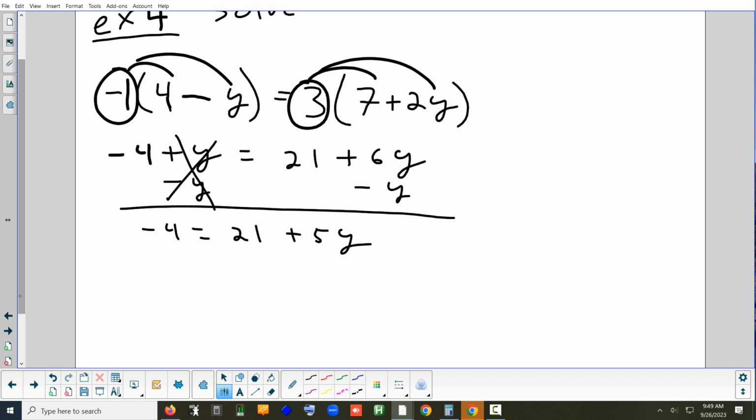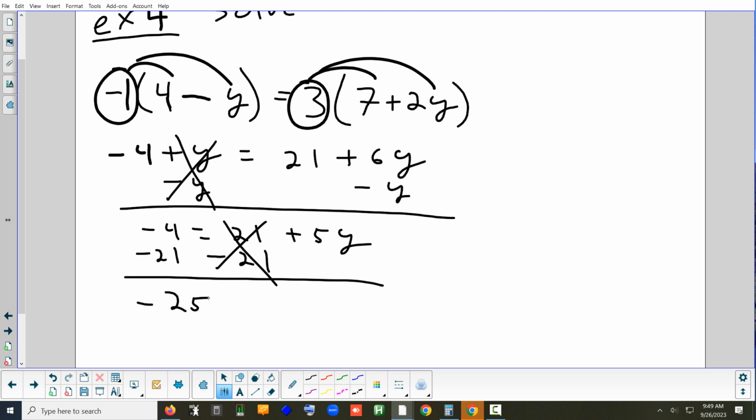Okay, so the y's didn't cancel out like they did in the last 2 problems. So that means we still have more adding and subtracting. We're going to subtract the 21 on both sides. 21 minus 21 cancels. And -4 minus 21? I need a calculator for that. -25. Yeah, you can borrow one this time if you need one. But yes, it would be -25.